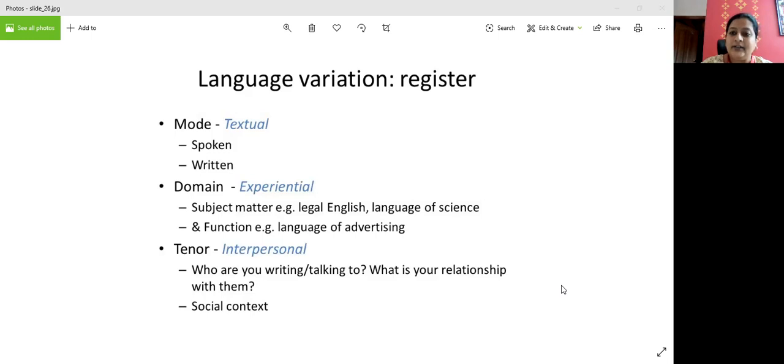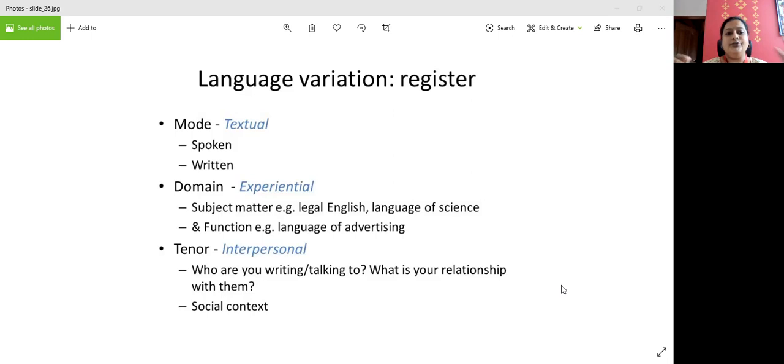So tenor is the interpersonal aspect of discourse, which is who you are writing or talking to, and what your relationship with them is. What is the relationship of the writer with the reader? What is the relationship of the characters in the particular discourse that is given to you? What is the context of that particular text? Where are they from, what is the background of the given text, or what is the implied mood of the text? What is it that the author means when the author writes? So the tenor explains the context of a particular discourse.